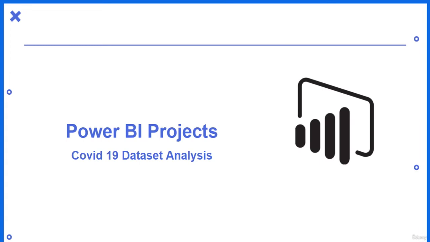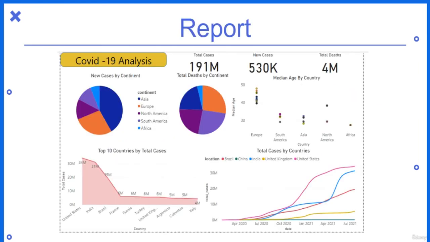Based upon the different characteristics and the different information pieces that are available in this dataset, we would be creating a Power BI report. Now, for your reference, I have already created one Power BI report, and that is exactly what we are going to create. This is the COVID-19 analysis report based upon the data set that we will be downloading.